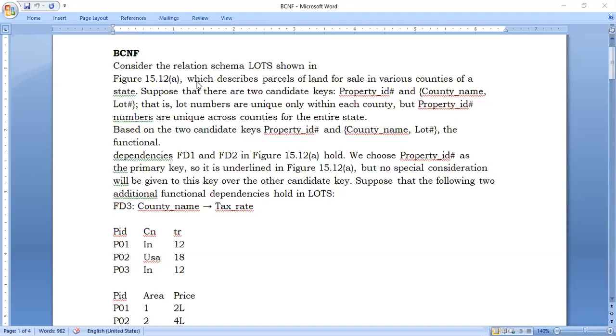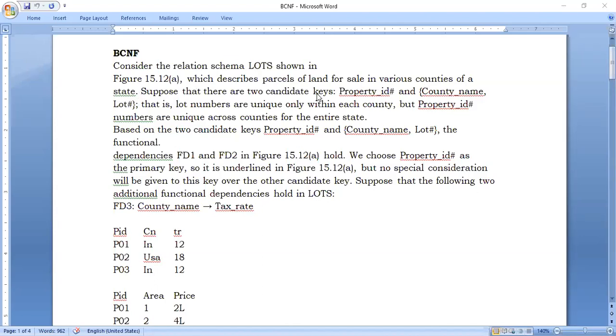Actually, previously for the second normal form, we have seen the example of employee project, and for the third normal form, we have seen the example of employee department. Now let us see another example. Why are we discussing this example? Because this example is clear for understanding BCNF. So let us try to understand one example. Yesterday we have already described the case study. We will just read it once again. This case study talks about the plots which are for sale in various counties of a state.